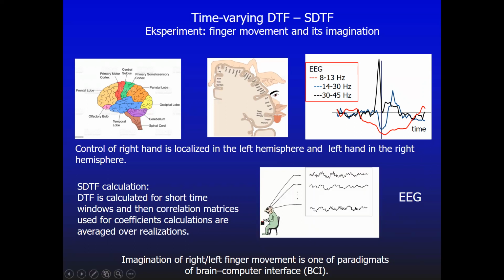So if we would like to see dynamically how it works, then we can calculate the so-called short-time directed transfer function. We take a small window, and we can perform ensemble averaging across the repetitions of the experiment. So the correlation matrices used for coefficients calculation are averaged over realizations.